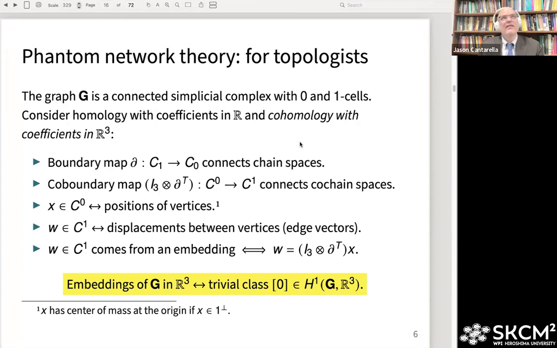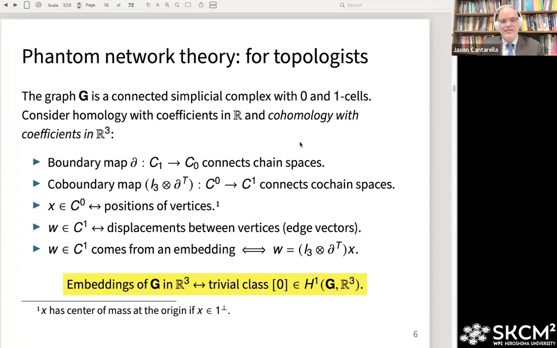So the first thing you think is, am I even allowed to do that? But of course, the coefficients in cohomology just have to be an abelian group. They don't really have to be a ring unless you're doing cup products or something, and we're not doing that yet.